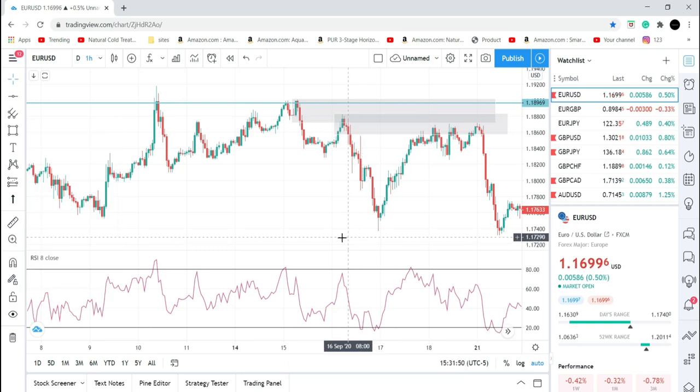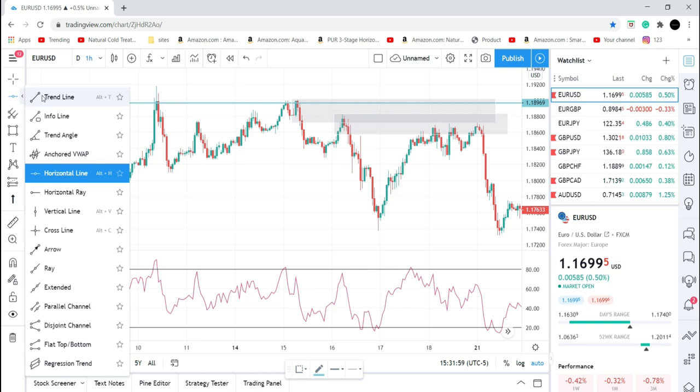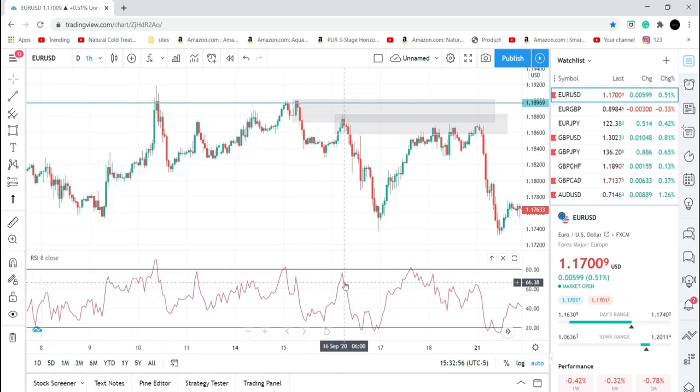If you don't know what divergence is, guys, it's basically when price is doing one thing and the RSI indicator is doing the opposite. Now notice how we have this high right here and this high, but this high right here is actually higher than this high right here. But if you look at the indicator, this high is lower than this high. So we have divergence right there.